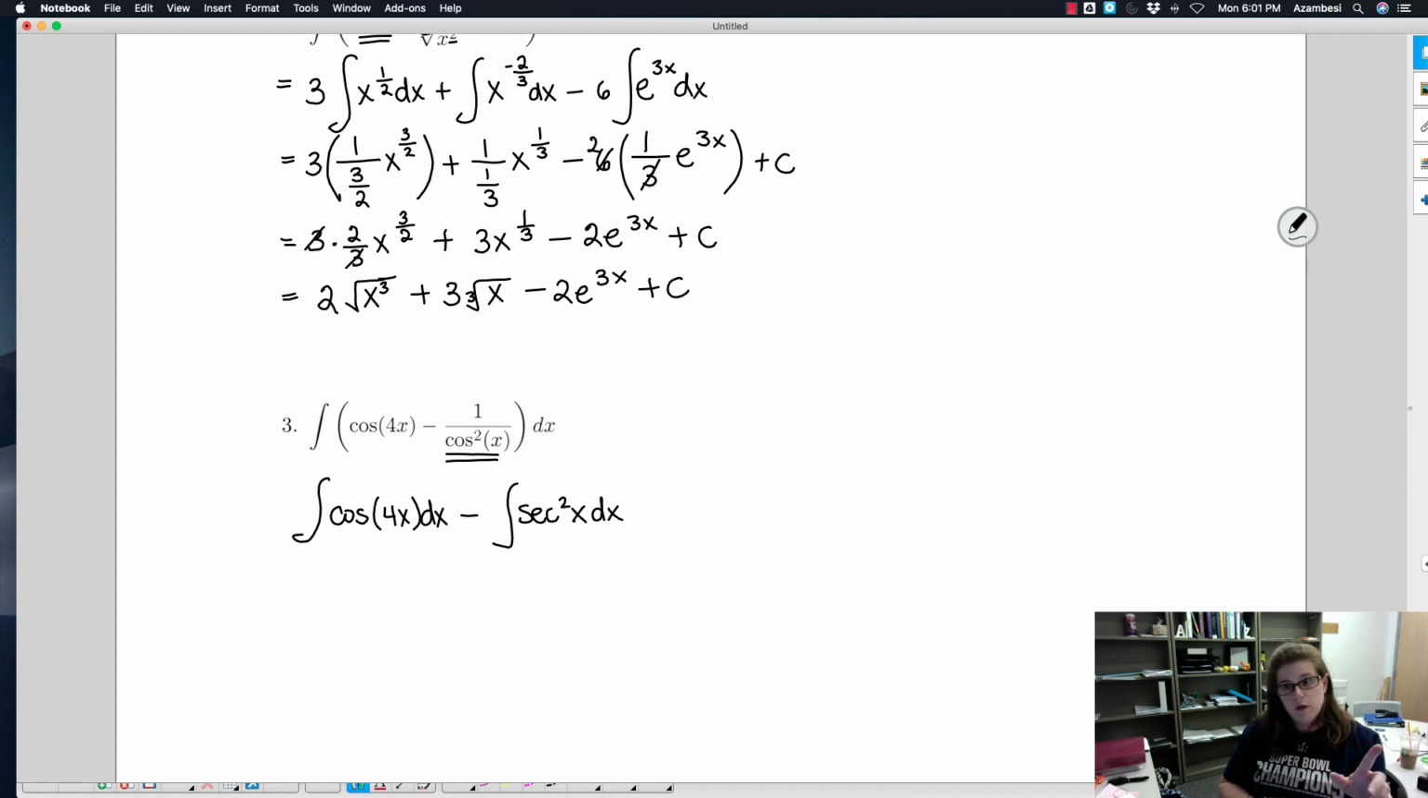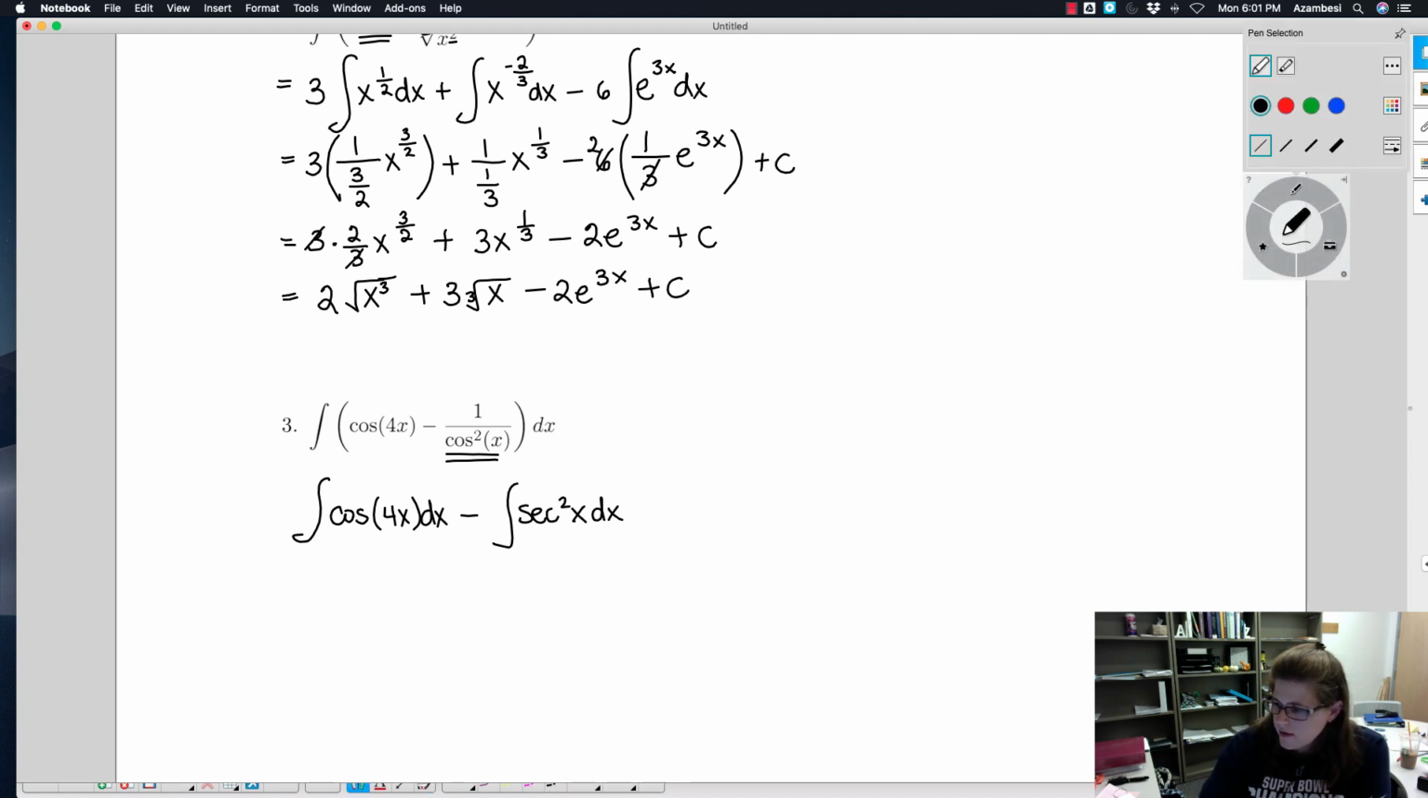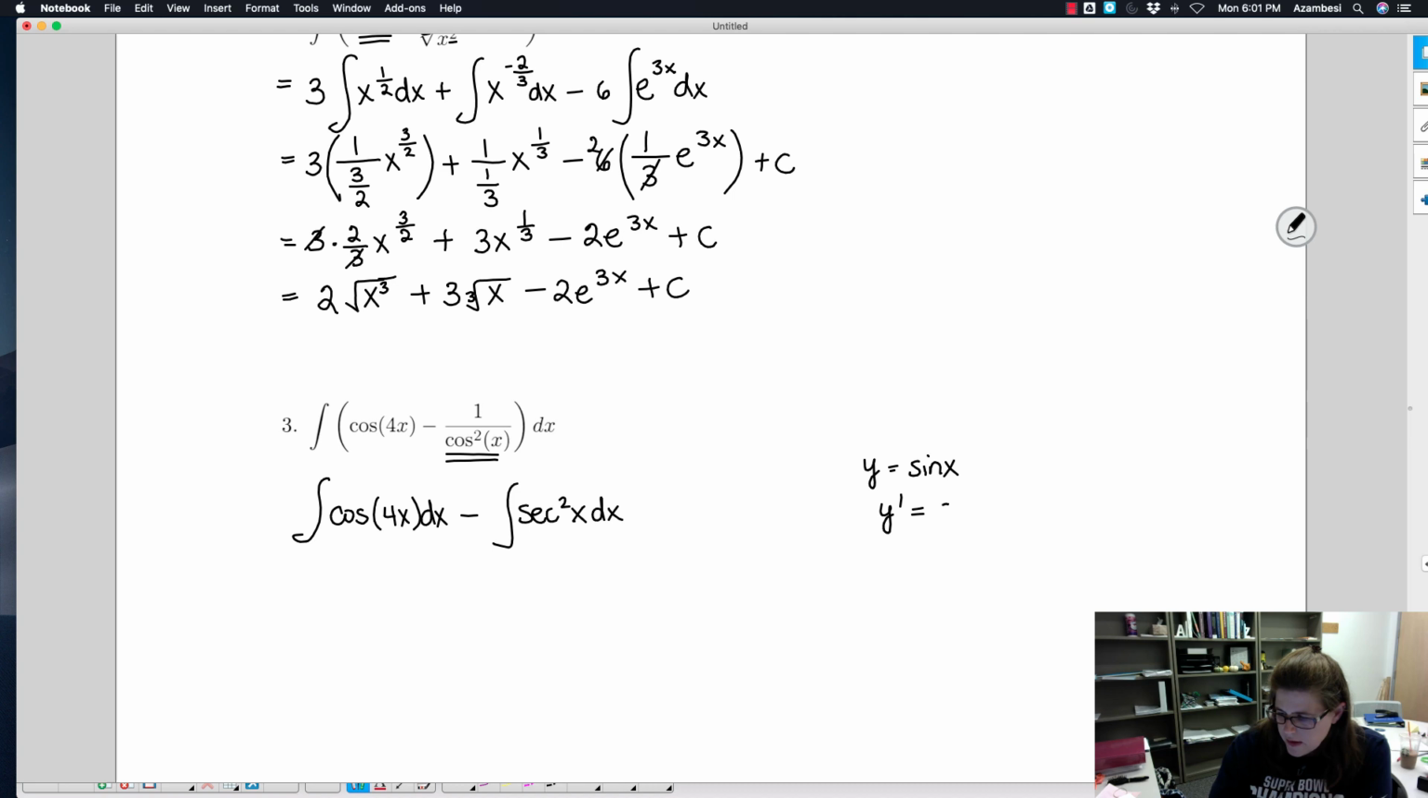Only helps you if you know the trig derivatives. So make sure that you get those back down if you have let them get a little stale. So you have to know your trig derivatives. So in reminder, if I were to take the derivative with respect to x, if y is equal to sine x, for example, then y prime is equal to cosine of x. So I've got cosine of x, so my antiderivative is going to be sine of x.